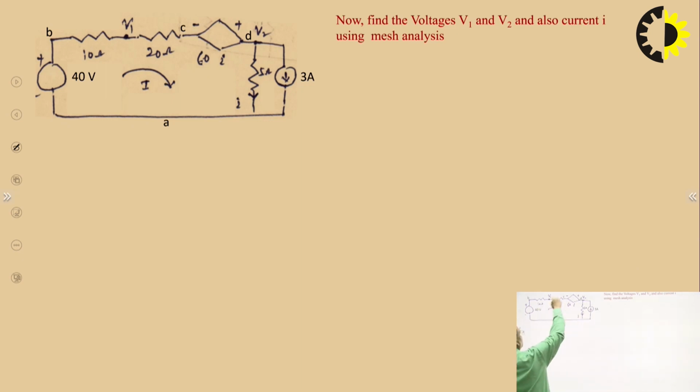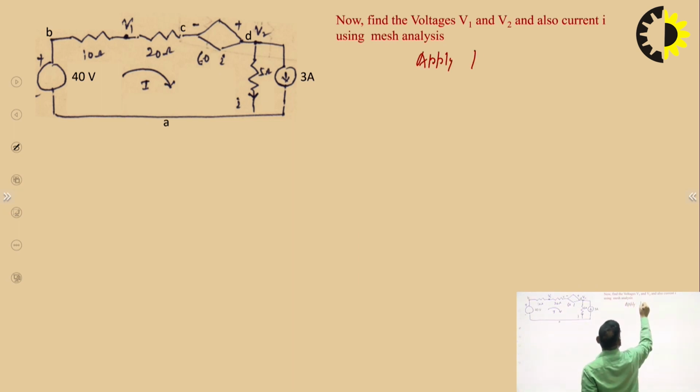We carry out the source transformation. From this circuit we can carry out the mesh analysis. In mesh analysis, basically we apply Kirchhoff's voltage law. So apply Kirchhoff's voltage law in the loop, apply Kirchhoff's voltage law in the loop.